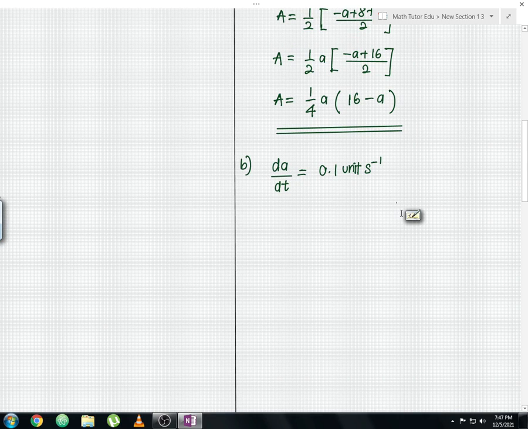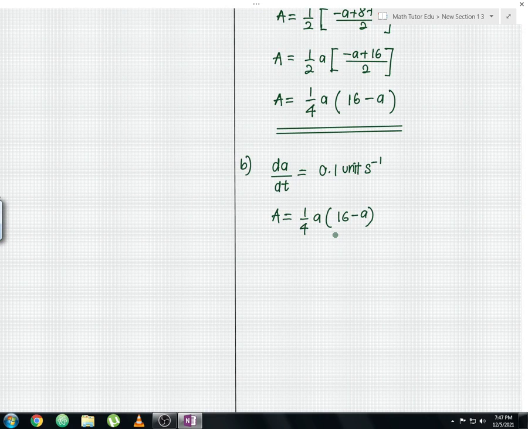Okay, and then we have already found the area under the graph expression in question part A. So let us write it down over here, where A is equal to 1/4 times a in a bracket 16 minus a. For the next step, we're going to differentiate this area with respect to small letter a, because once we differentiate this, only then can we proceed to find the rate of change. So we're going to use the chain rule to find the rate of change, guys.